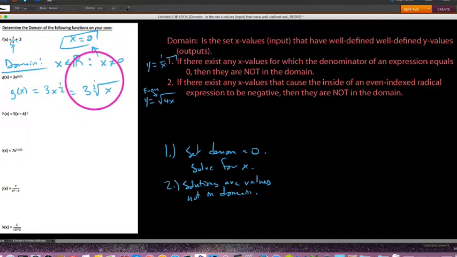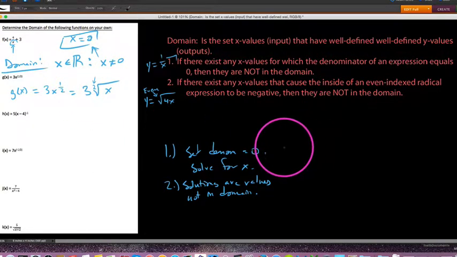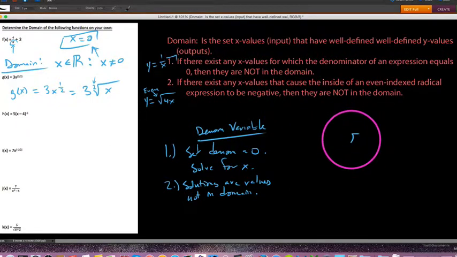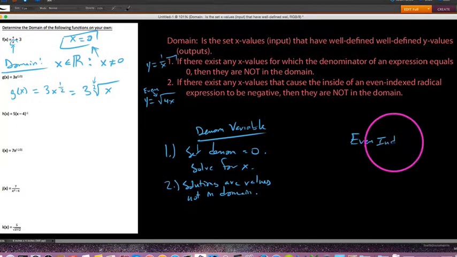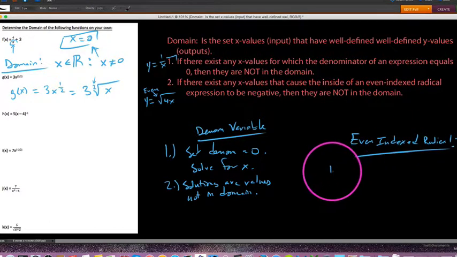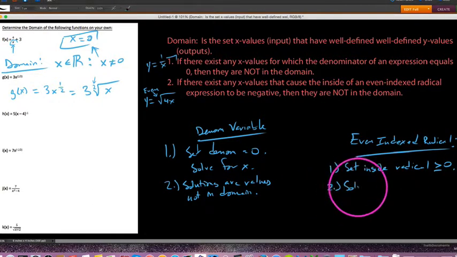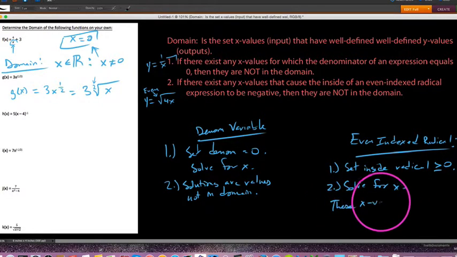Okay, so I do want to comment on this. This is an even indexed radical. So when you have an even indexed radical, and there's an x on the inside, what we're going to do is this. We are going to set the inside of the radical greater than or equal to 0, and we are going to solve for x. Okay, we're going to say these x values are in the domain.